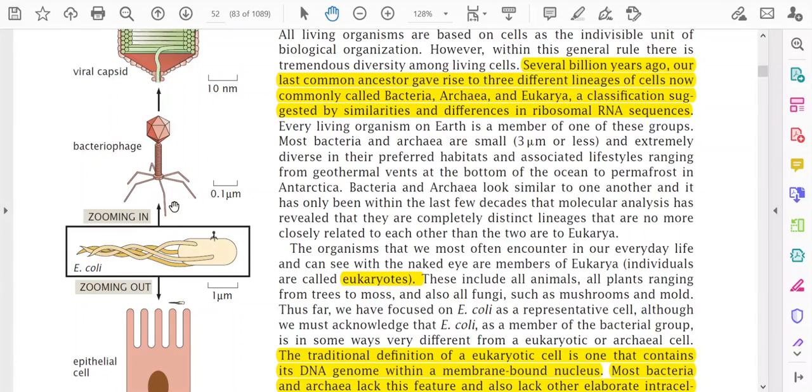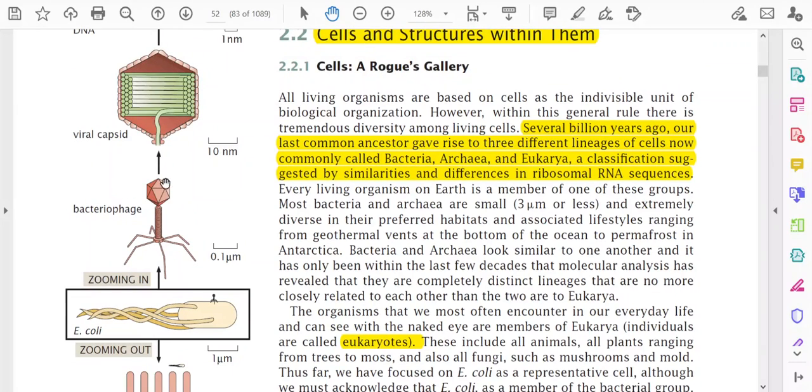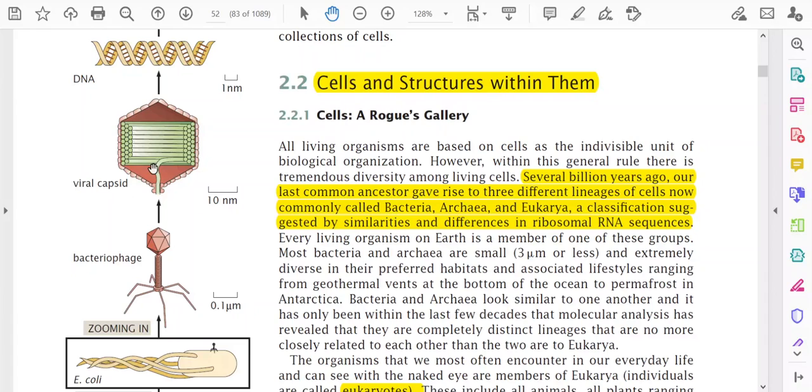If you further zoom in on the bacteriophage, you will be able to see the viral capsid. So this is the viral capsid. Its size is of the order of 10 nanometer, and if you zoom in further, you will see that inside the viral capsid there is the viral genome. Genome is the total DNA. So this is the total DNA that is closely packed inside the viral capsid.